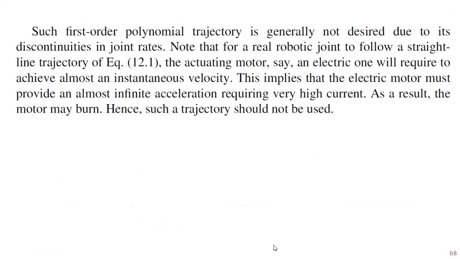Such a first order polynomial trajectory is generally not desired due to its discontinuities in joint rates. Note that for a real robotic joint to follow the straight line trajectory of equation 12.1, the actuating motor, say an electric one, will be required to achieve an almost instantaneous velocity. This implies that the electric motor must provide an almost infinite acceleration, requiring very high current. As a result, the motor may burn, hence such a trajectory should not be used.